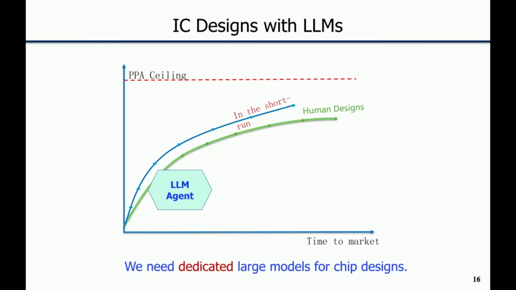So in the short run, we will see lots of LLM agents in the chip design domain, right? They are going to work, but we should not expect too much from them. What we actually need is dedicated large models that can truly understand circuits, right? And then that's going to help us push the PPAC boundaries to the ceiling. So that's what we need, right?